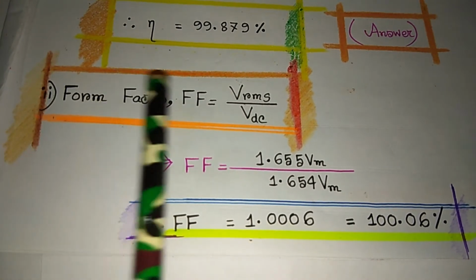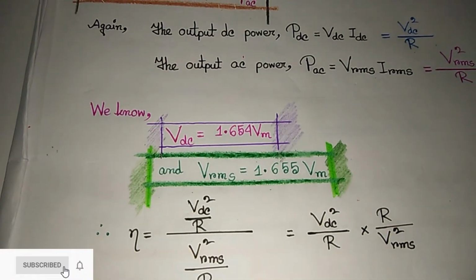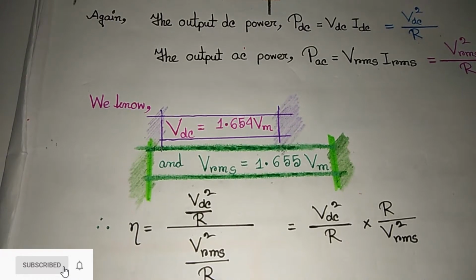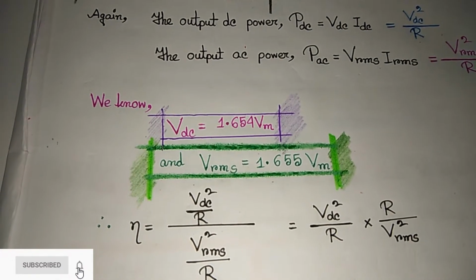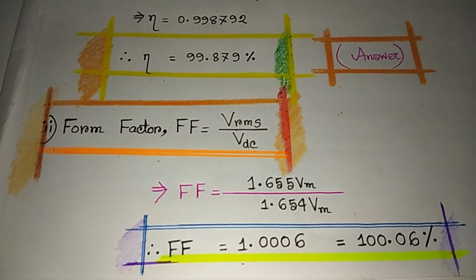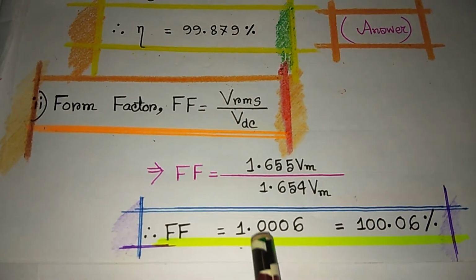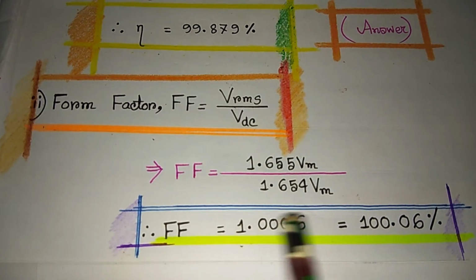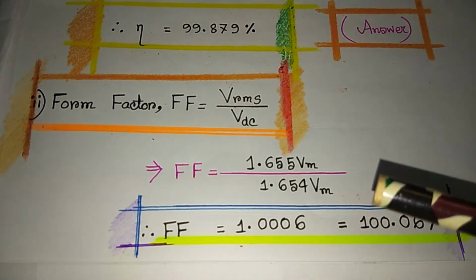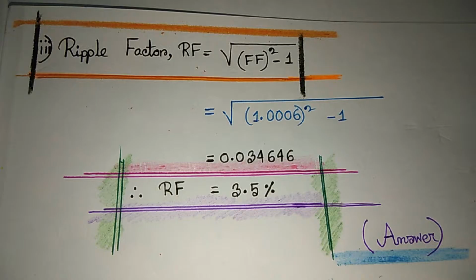Now I'm going to calculate the form factor. We know form factor equals VRMS divided by VDC. And I have calculated earlier VRMS equals 1.655 Vm and VDC equals 1.654 Vm. Now from this equation, I can easily find the form factor. Form factor equals 1.006, and after multiplying this value with 100, I will get the final result, that is 100.06%.